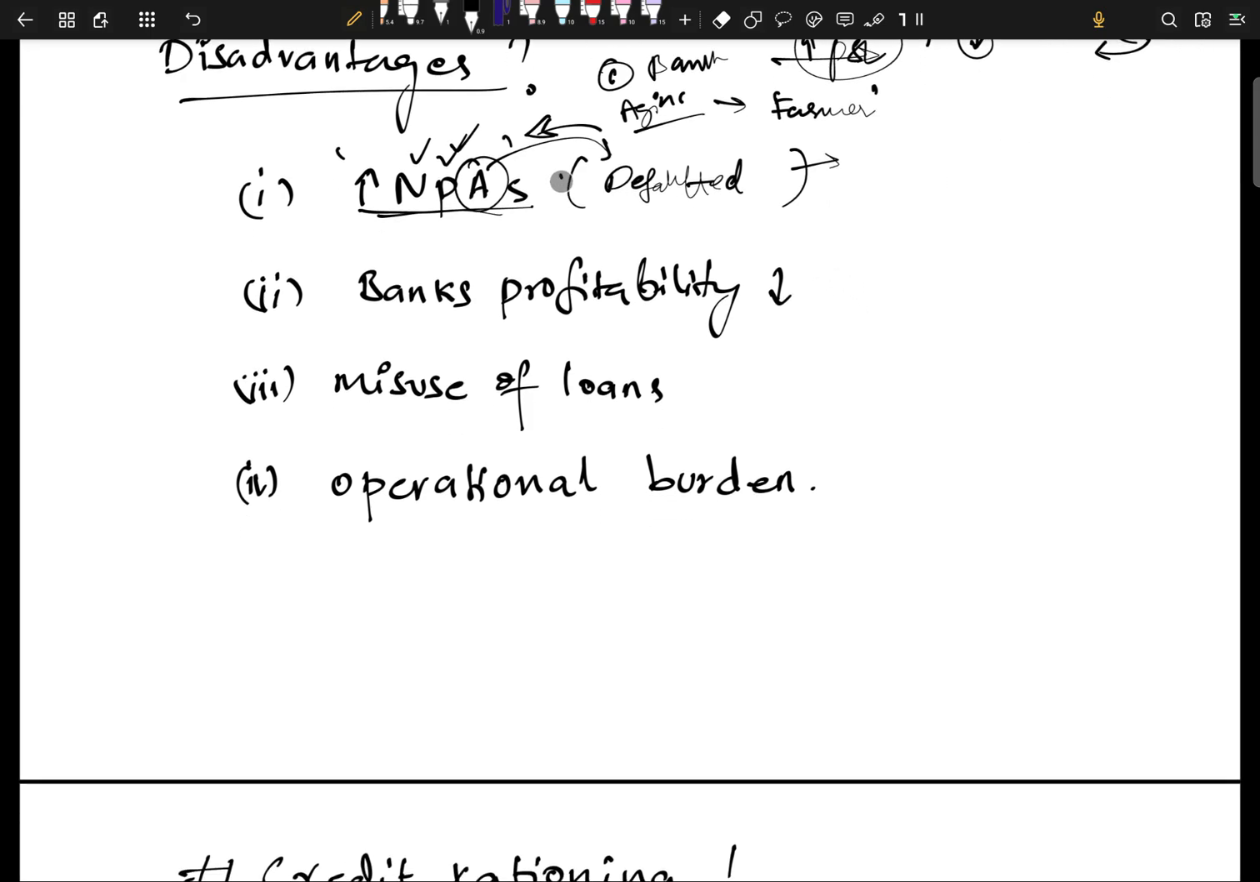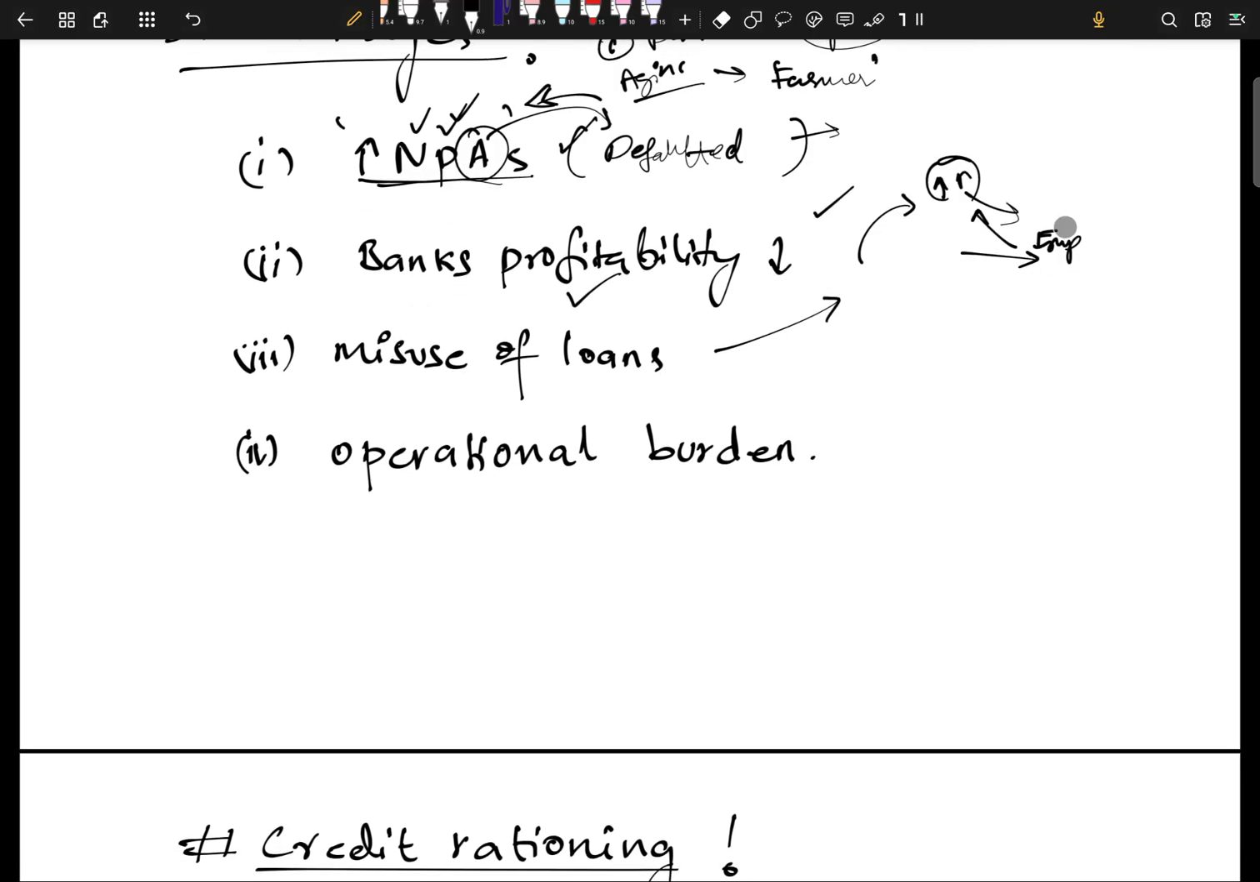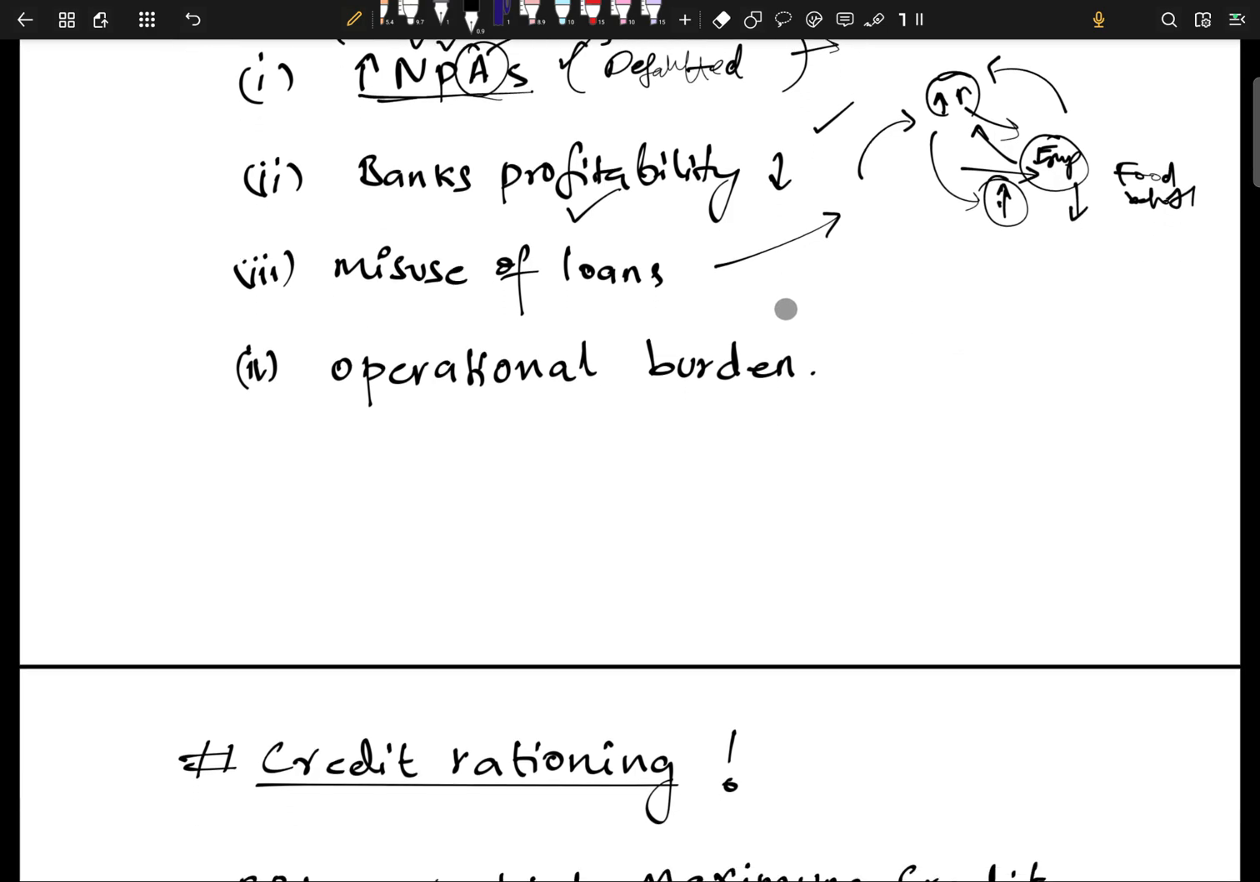So because of these high NPAs, what happens? Banks' profitability decreases. And also when the farmers take loans for investing in agriculture, they sometimes spend them on day-to-day expenses rather than investing in agriculture. So misuse of loans happens, right? Once they spend their loan on food or clothes, they cannot invest again. If they cannot invest, they cannot produce, so they will not be in a position to pay back, right?